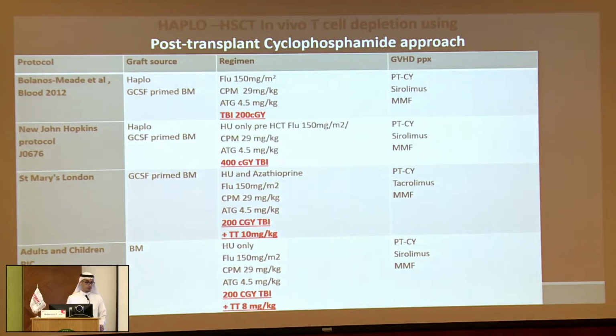Later on, multiple consortia around the world have focused on how to modify this regimen. One group increased and modified the TBI to 400 and decreased the rate of graft rejection to around 10%. On the other hand, the group in London added thiotepa at around 10 milligrams per kg and modified the preconditioning with time, in addition to changing the GVHD prophylaxis.